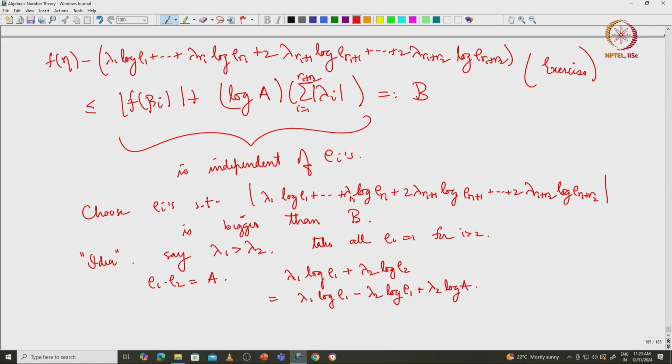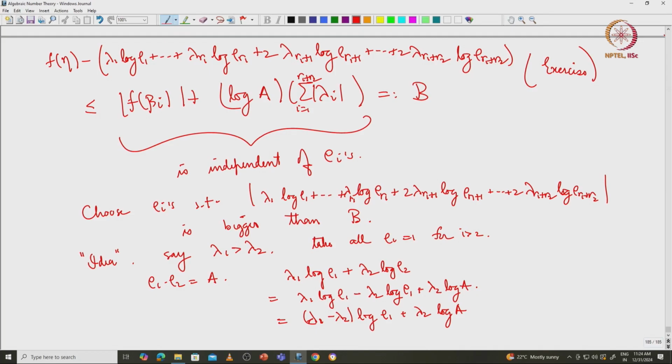So we forget about log A for the moment, and we just write lambda 1 minus lambda 2 times log rho 1, plus lambda 2 log A. Now lambda 1 minus lambda 2 is positive, and we can make rho 1 as large as you want so that this quantity is bigger than A. Okay. So that is the relevant idea.